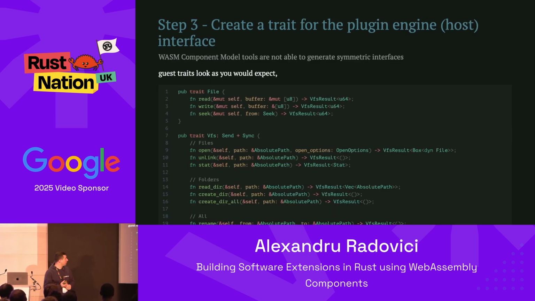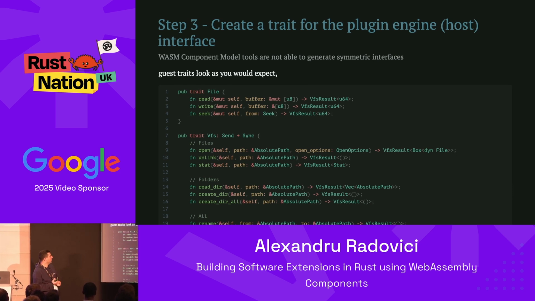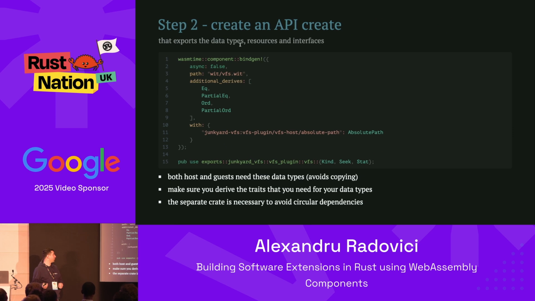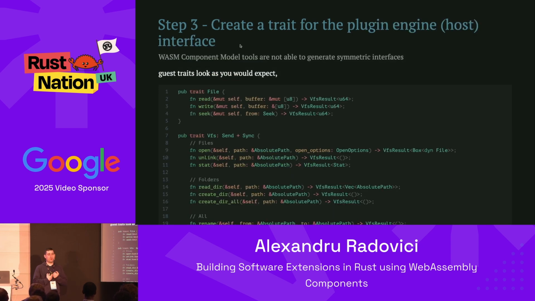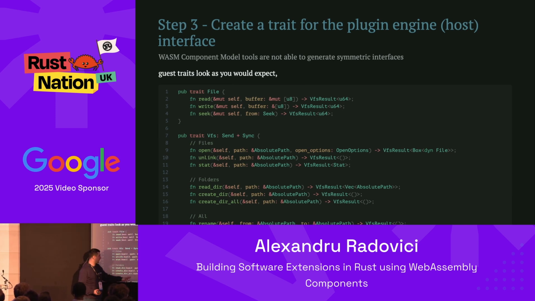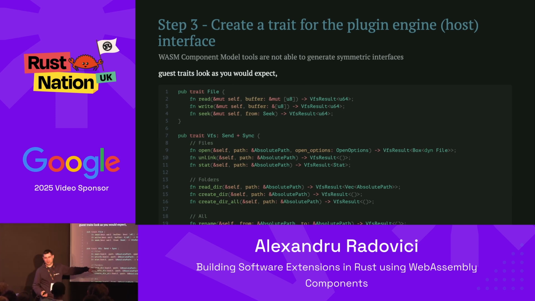Step number 3. Create a trait for the plugin engine. Now here's the problem. Bindgen creates the traits for the interfaces, but they look terrible. Like terrible. If you want to use it within your software and want to access this, you will want this. Because you will want the functions to actually have the absolute path here, the actual string, a result that you want.